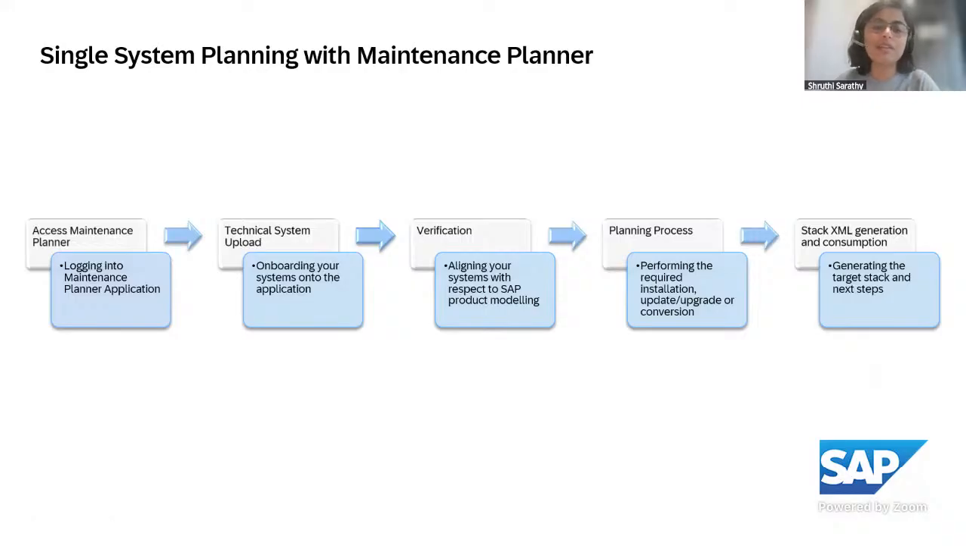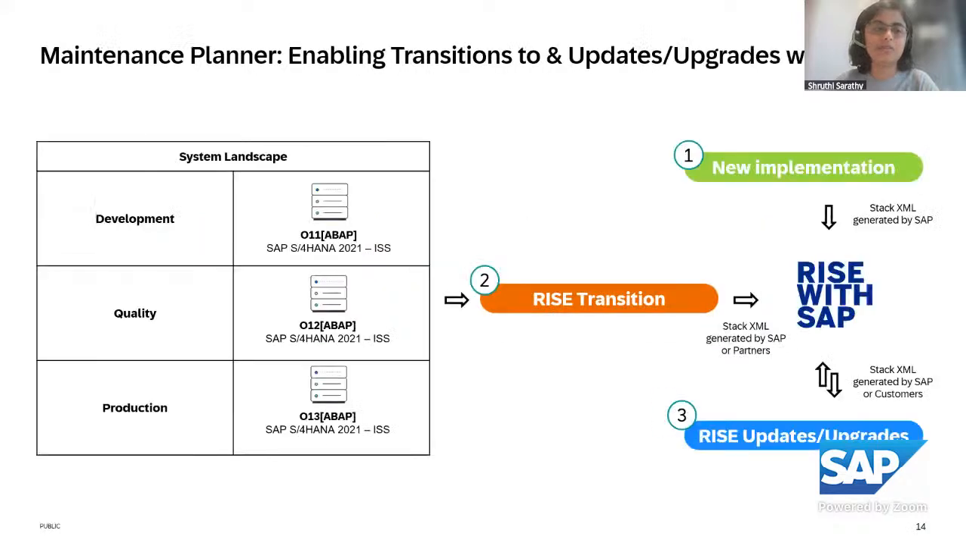When it comes to the scenario of RISE with SAP and our customers, Maintenance Planner at the moment provides you three key capabilities. First, we have the new implementation, which is perfect for a greenfield setup. Then we come to the RISE transition planning, which is the lift and shift migration, which enables you to move your system as is from the on-premise world to private cloud. And finally, we have the RISE update and upgrade scenario, which allows you to bring your systems up to the latest S/4HANA private cloud capabilities.